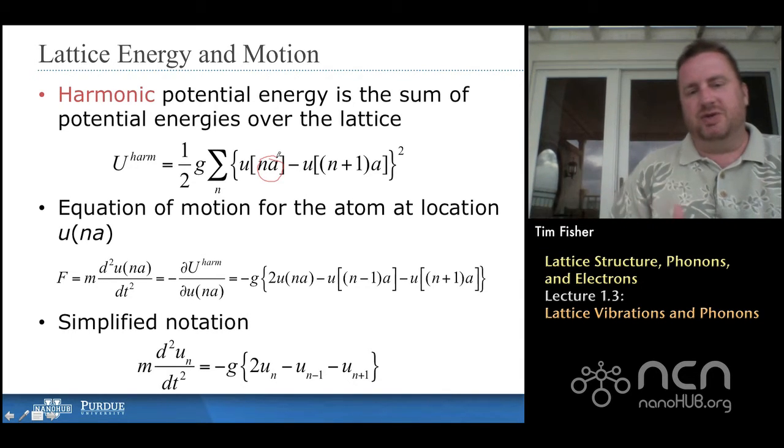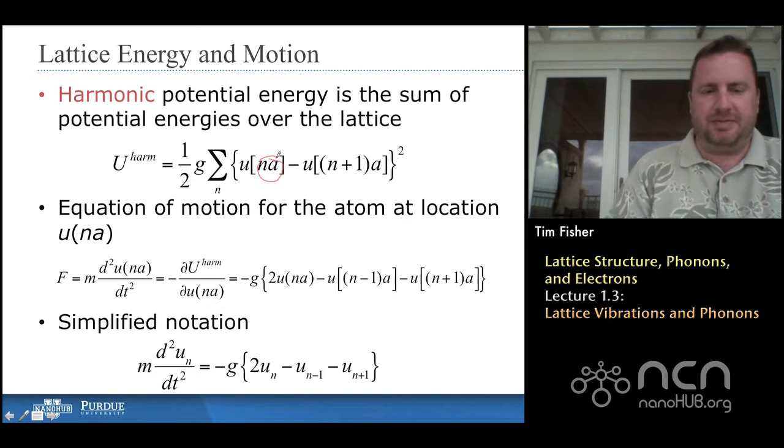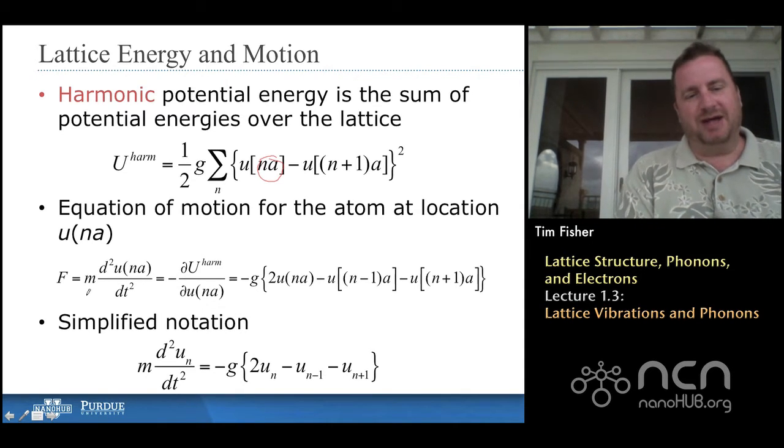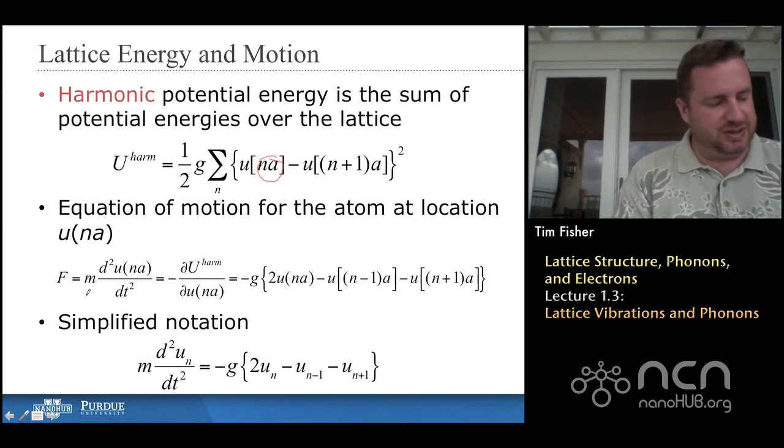So n times a is going to give us the position on the chain in an x coordinate. Now this force, which again can be expressed as a spatial derivative of potential energy multiplied by -1 in front, is also famously equal to mass times acceleration, or mass times the second time derivative of displacement, and that's what this term is right here.